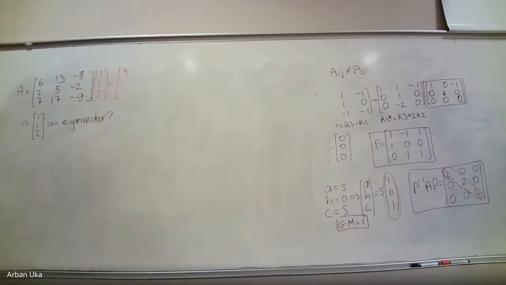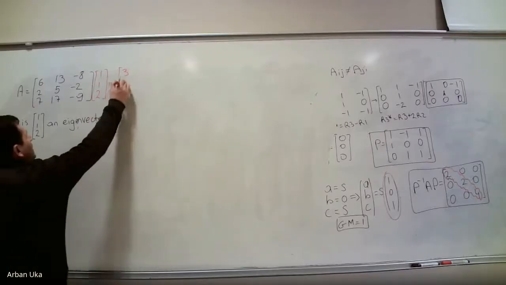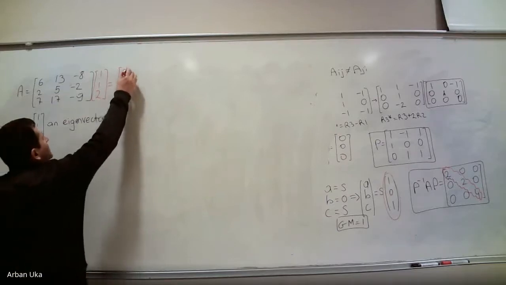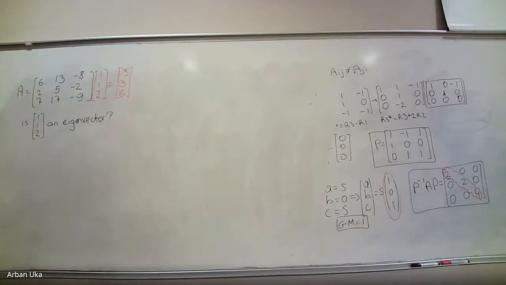Yes. 1. What is the second value? Wait a second. 7 minus 4 is 3. And then we get 24. 24 minus 18 is equal to what? 6. So is this an eigenvector?